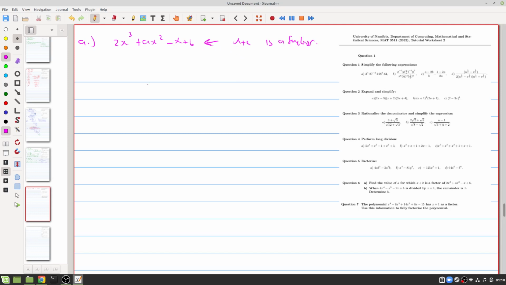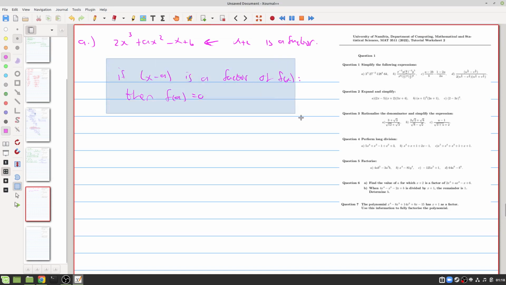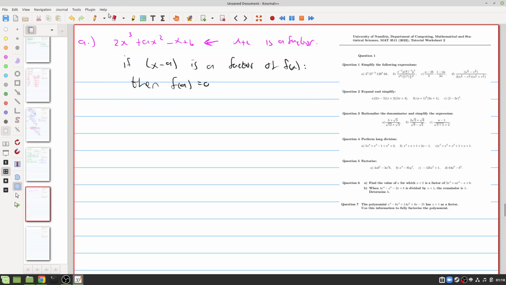Well, the theorem states that if x plus a, let's do x minus a. I think the theorem usually goes if x minus a is a factor of f of x, of some function, then f of a equals 0. So this is your theorem. Now let's see, what does that mean in practice? Let's actually highlight this and just change the color so we know that's sort of a theorem that we're working with. Okay, so that's our claim.